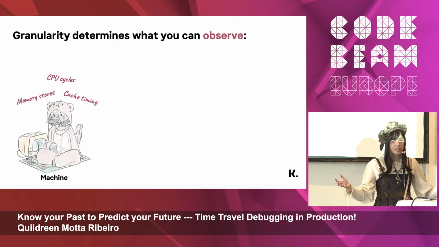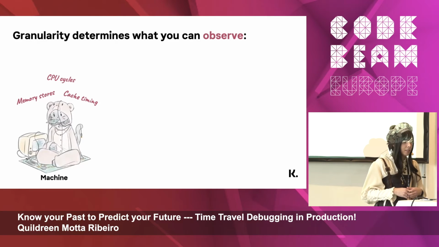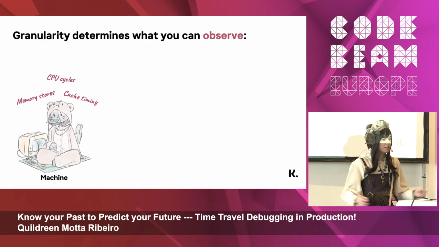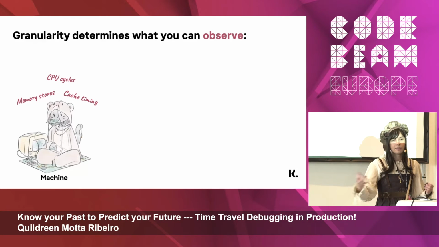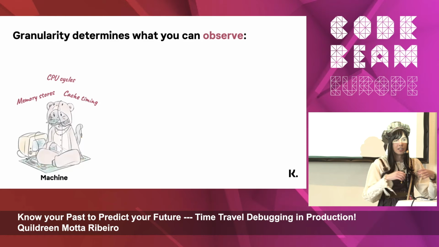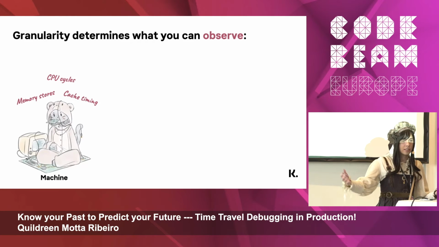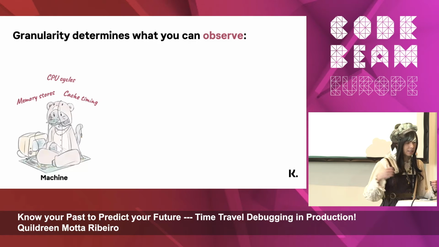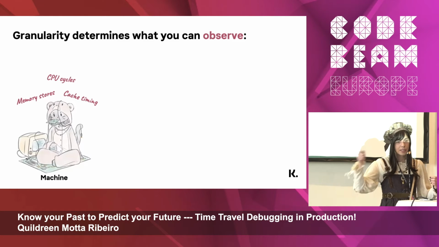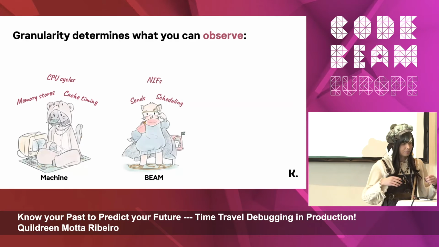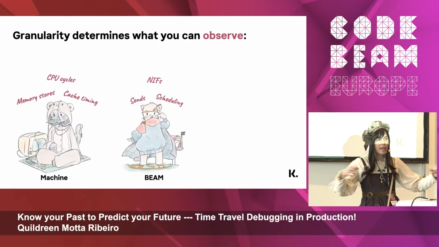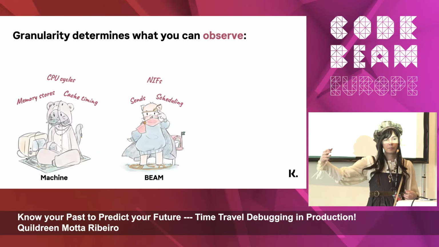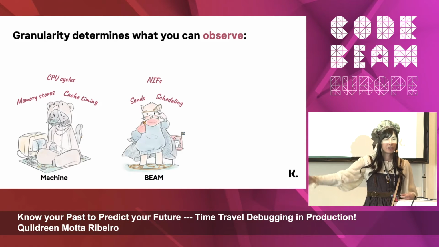So if you trace at the machine level, which some debuggers do, you can observe things that were happening in the machine. So things like memory stores, things like cache timing, even things like how your branch predictor did misbehave in some kind of structure. You can observe all of that that was happening in the machine at that point in time because we recorded it. If you trace at the BEAM level, you can observe everything that happens in the BEAM during that point in time, even if you replay this trace in a completely different machine.